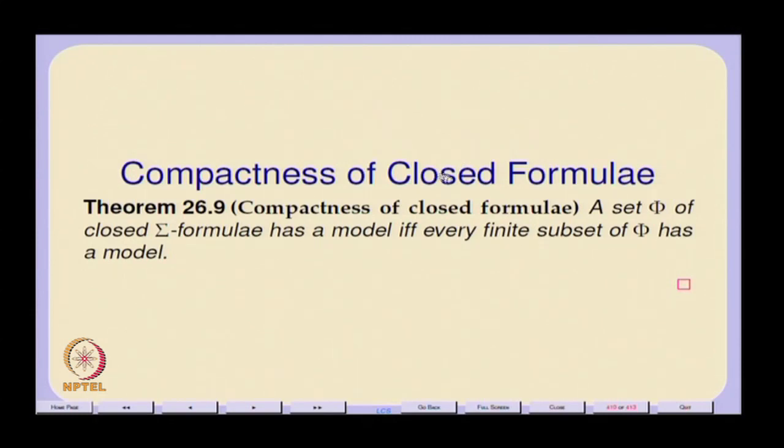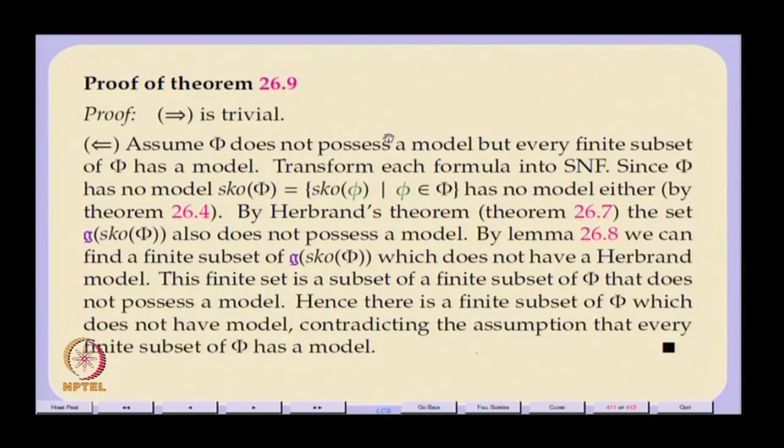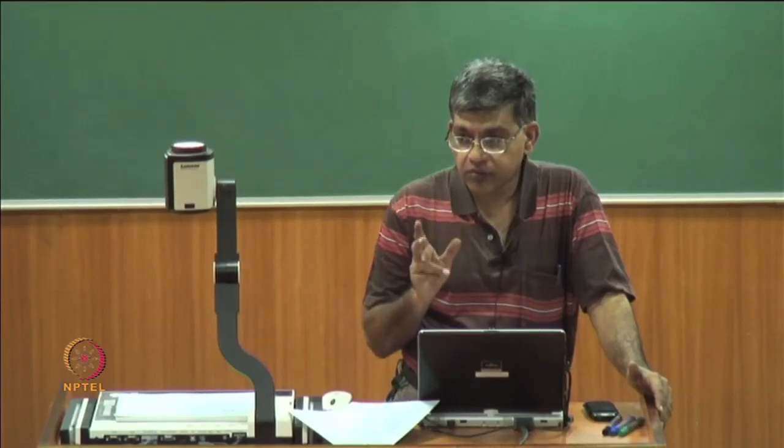Compactness of first order logic is just that you take a set of closed formulae, sigma formulae, this set phi, by the way this set phi can be finite or infinite, closed, now they are quantified formulae, has a model if and only if every finite subset of phi has a model. And what do I do? I just take each formula phi, again I go through the same kind of argument.